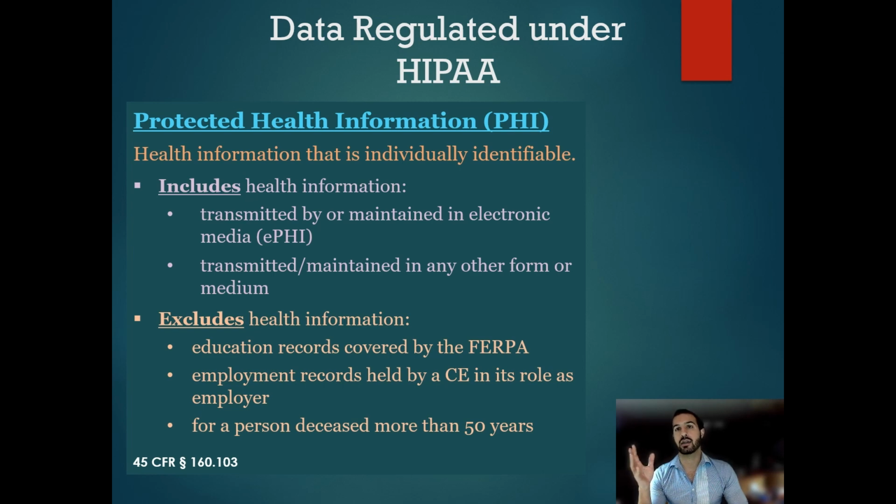Also excluded are employment records held by a covered entity in its role as an employer. So say the covered entity, the employer, is a hospital, and it has employment records electronically on its employees. That would not be PHI.